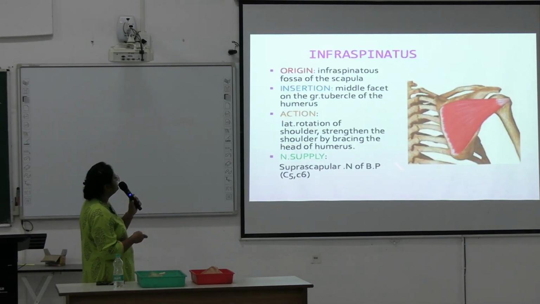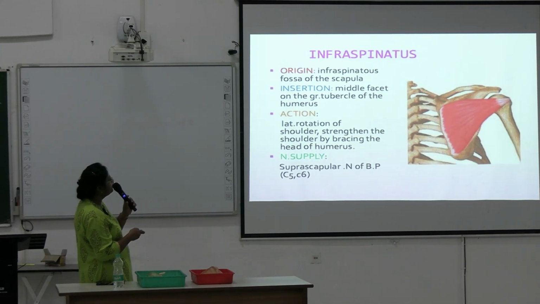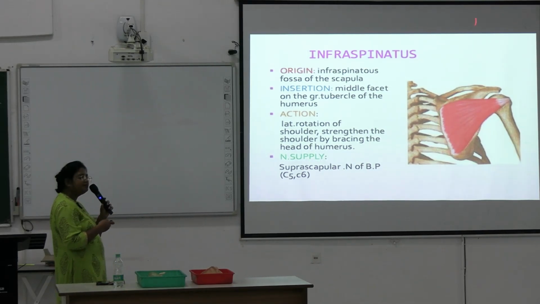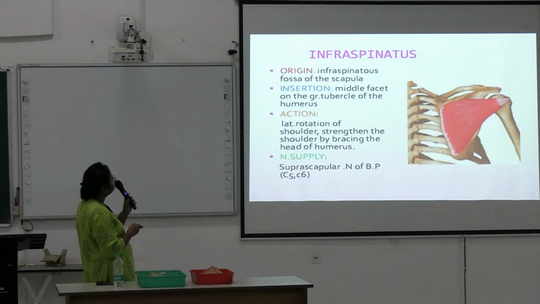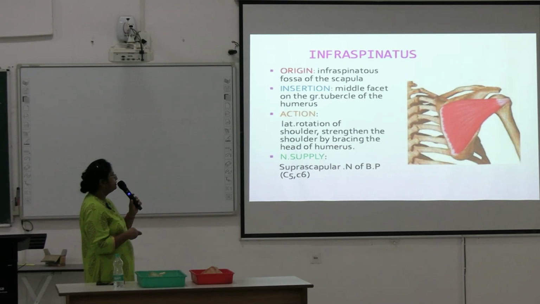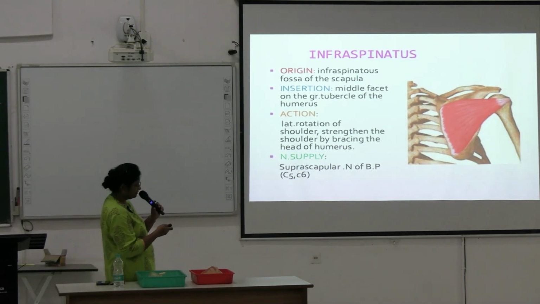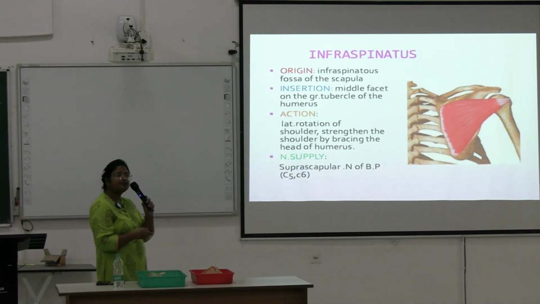Next is infraspinatus. Here is infraspinatus below the spine. Infraspinous fossa of the scapula is the origin. Insertion into middle facet of the greater tubercle. Here is the greater tubercle of the humerus. Here is the insertion. Action is lateral rotation of the shoulder. Strengthen the shoulder by bracing the head of the humerus. Nerve supply is suprascapular nerve, okay, of the brachial plexus. C5, C6 is the root value.